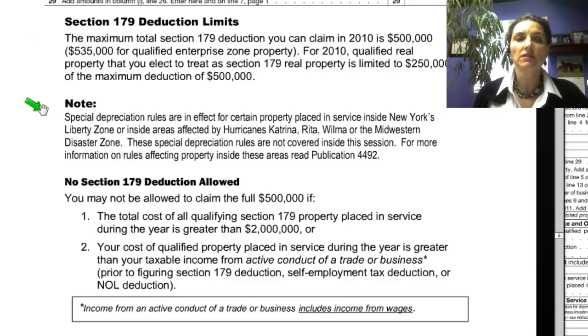Note, special depreciation rules are in effect for certain property placed in service inside New York's Liberty Zone or inside areas affected by Hurricanes Katrina, Rita, Wilma, or the Midwestern Disaster Zone.